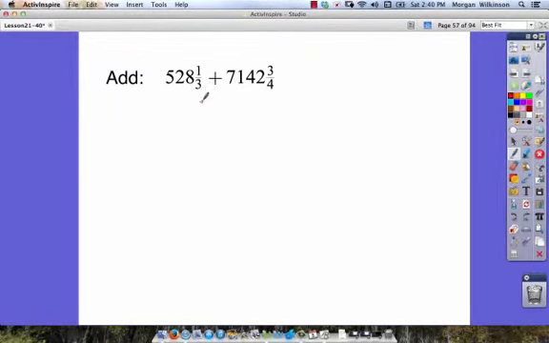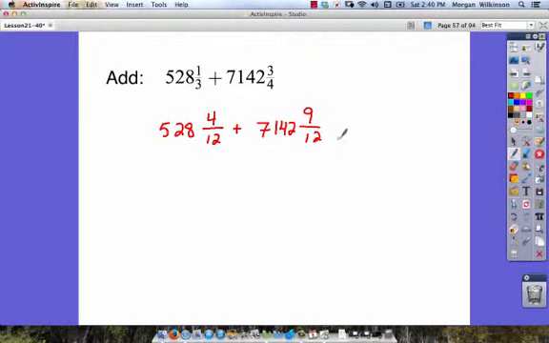Because if we skip count by both of those numbers, that would be the first one that they have in common. So we're going to get 528 and something out of 12 plus 7,142 and something out of 12. Now, we've quadrupled 3 to get to 12. So we quadruple 1 to get to 4. We're going to triple 4 to get to 12. So we triple 3 to get to 9.